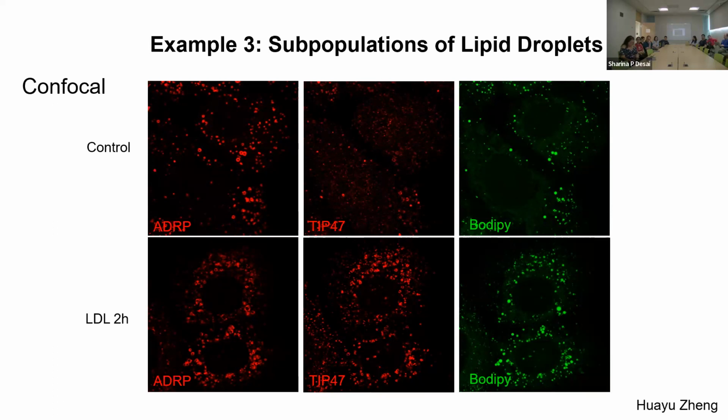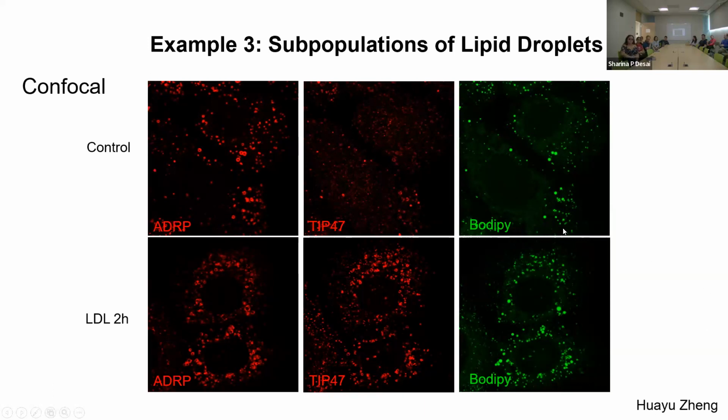Here is the example. This experiment was performed by my postdoc, Dr. here. Yeah, this was a really unexpected observation. While we did this experiment, she used LDL to treat the cells for 2 hours compared to the control, and then she used 2 different antibodies against lipid droplet proteins to stain the lipid droplets. One is ADRP, the other is TIP47. These are 2 proteins on the surface of the lipid droplet. So basically, if you stain them, you will see the lipid droplets.